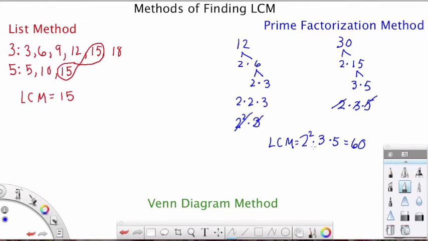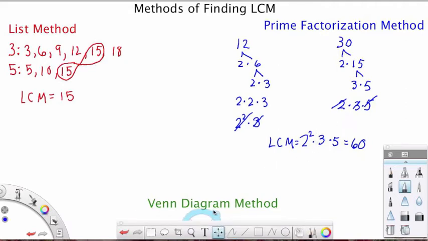So I know that 12 times 5 is 60. Okay, there's the multiple of 12. And I also know that 30 times 2 will give me 60. There's the multiple of 30. So the least common multiple of 12 and 30 is 60.